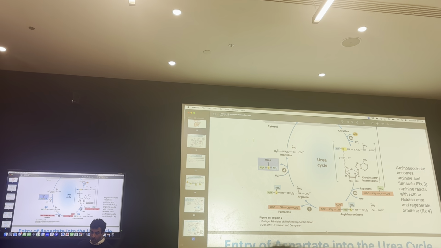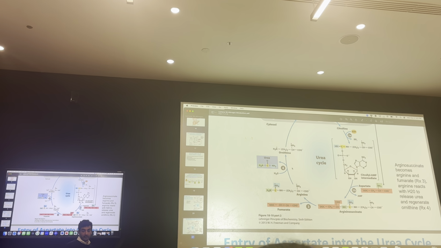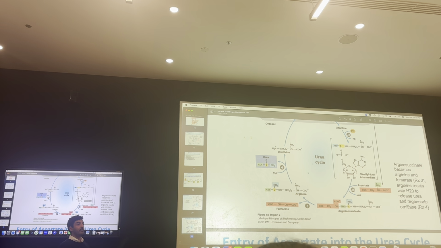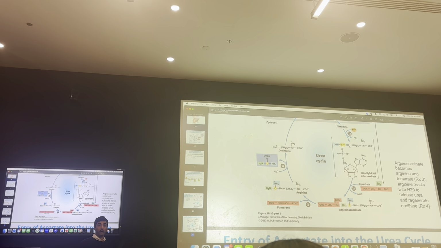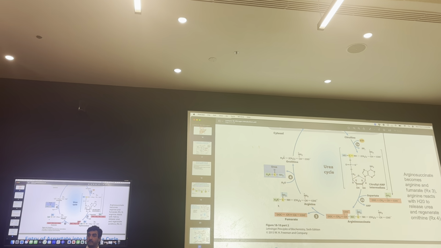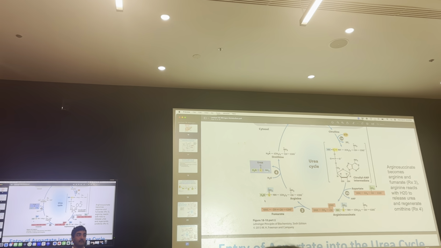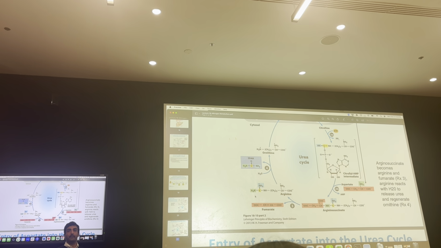Now, once that molecule of fumarate is generated, you are left with a molecule of arginine, which should not be foreign to you, as we talked about arginine in amino acids in general. So we're seeing a lot of amino acids, we're seeing a lot of TCA cycle intermediates here, and these structures should not be foreign to you.